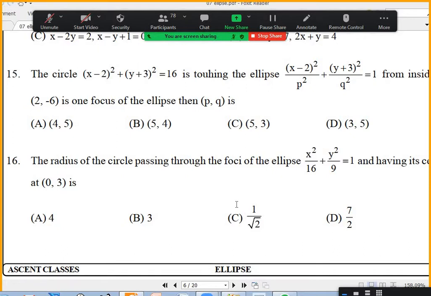Sir, 15. 16. What is this? Sir, 15. 115. Okay. The circle is touching the ellipse from inside. If 2 comma minus 6 is one focus, then what is P and what is Q?